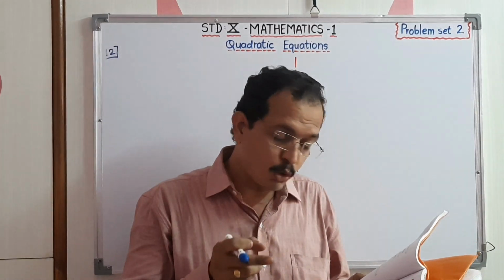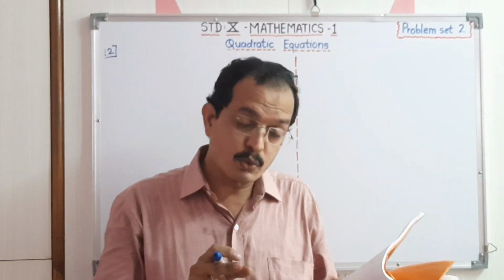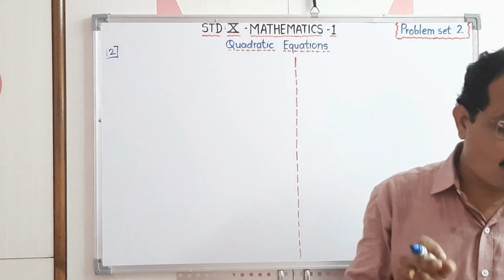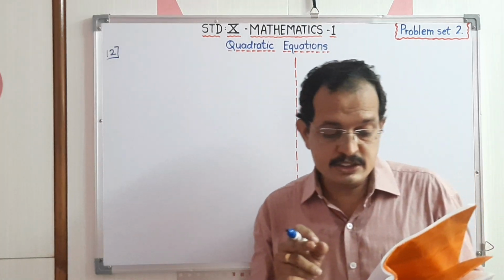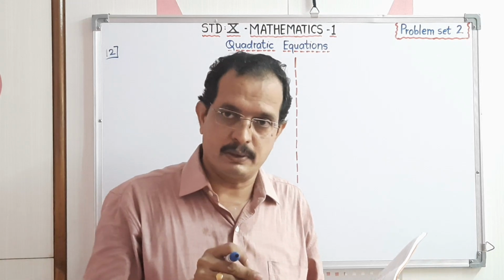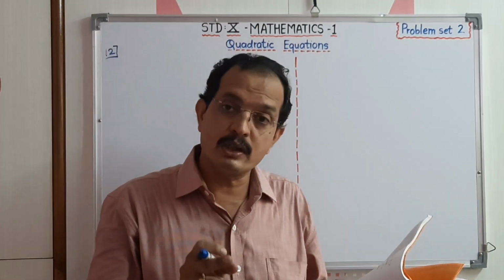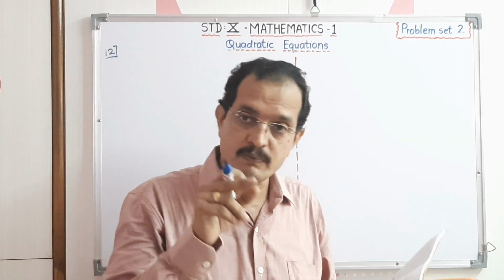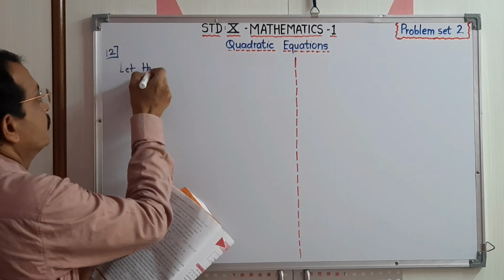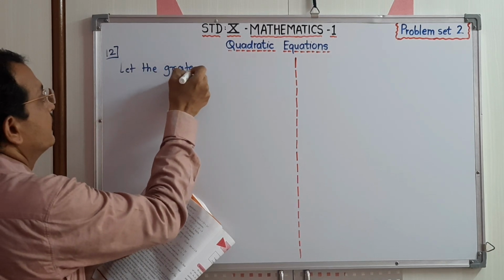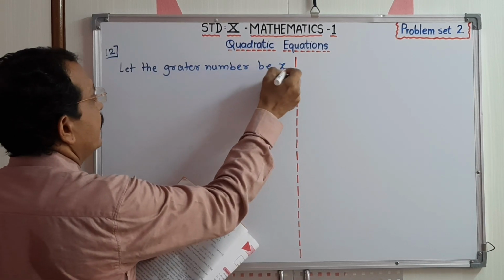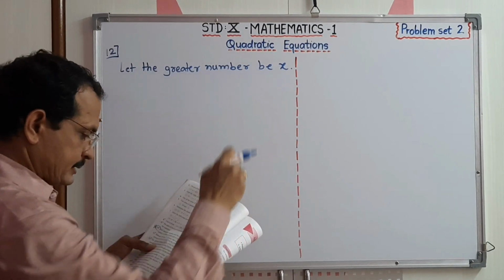The square of the smaller number is twice the greater number. See, dear student, the square of the smaller number depends upon the greater number. Therefore, first of all, we have to assume that the greater number be x. Greater number is x.